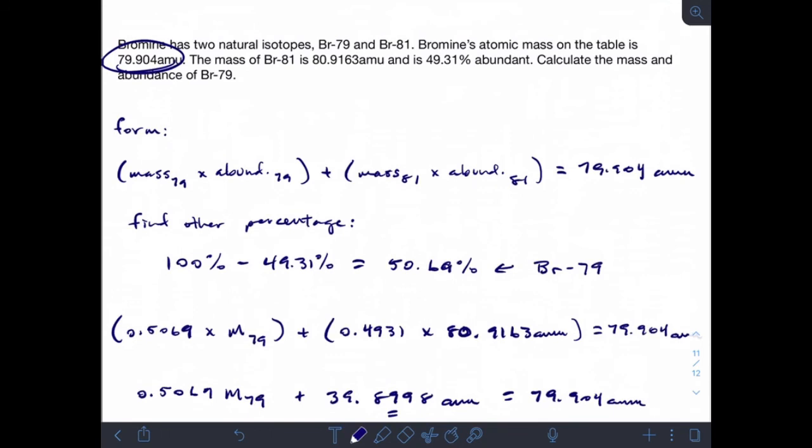Now, if I were to go through this problem and calculate the mass and what I calculate is something like 40 AMU, something went wrong, because the masses of your individual isotopes should be close to the average atomic mass. So it's a way to evaluate your work. If you get something that's far away from the average atomic mass, you've done something wrong, and you need to go back and check your work.